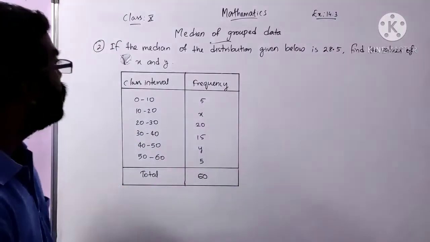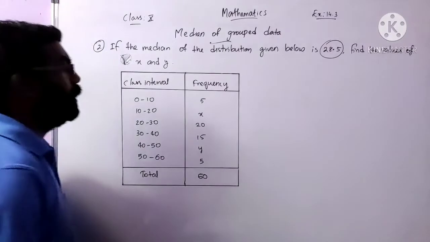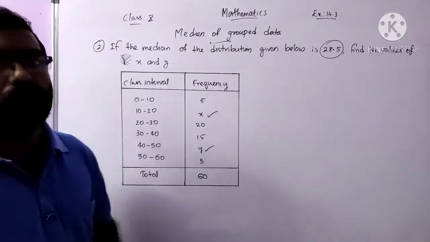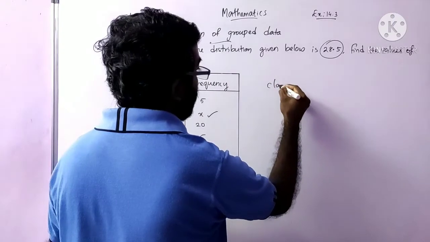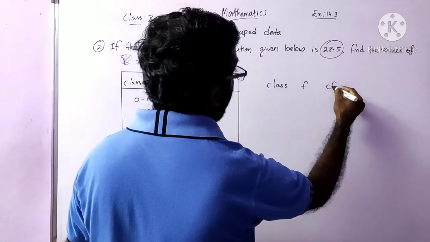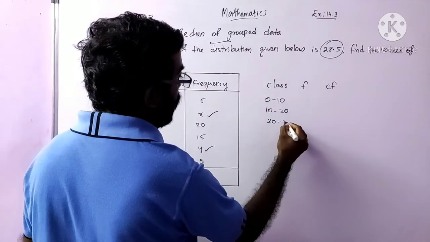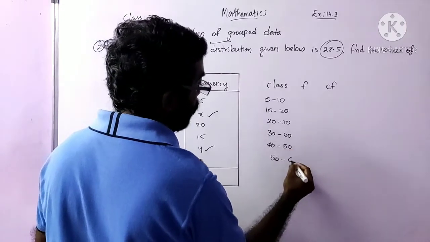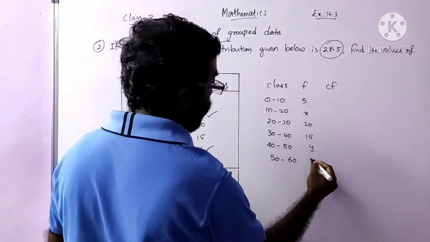Here the second question is, if the median of the distribution given below is 28.5, find the values of x and y. Here we have two unknowns, x and y, that we have to find out. So first we redraw the table. Class interval, frequency, then we write one more column, CF, cumulative frequency. Classes 0 to 10, 10 to 20, 20 to 30, 30 to 40, 40 to 50 and 50 to 60. Frequencies 5, x, 20, 15, y and 5.